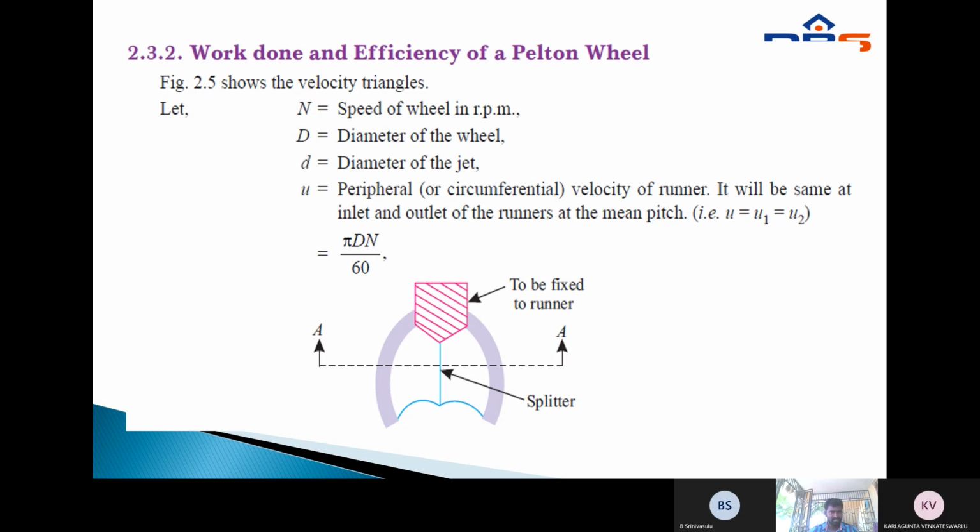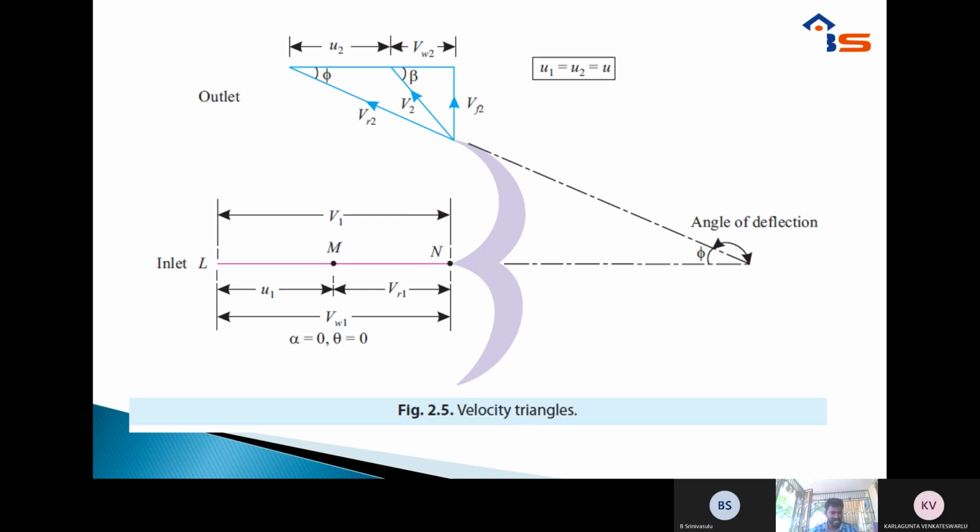D is the diameter of the wheel. Small d is the diameter of the jet. U is the peripheral velocity of the runner, that is equal to pi dN by 60. Okay, next. This is the velocity triangle.